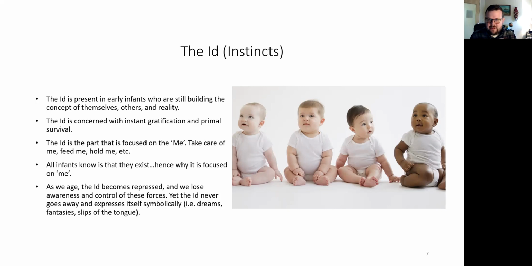That's coming from the id. So with that, all infants essentially, from this model, know that they exist, and hence why they're focused on the me. They don't really care about the others. It's very me focused. So as we age, the id is going to become repressed for most of us. There's some where it doesn't, but again, if you're very me focused, it's going to be hard to function in society. And so we're going to lose awareness and control of these forces. So the id's going to get repressed into our unconscious, but it's still going to be present in some capacity.